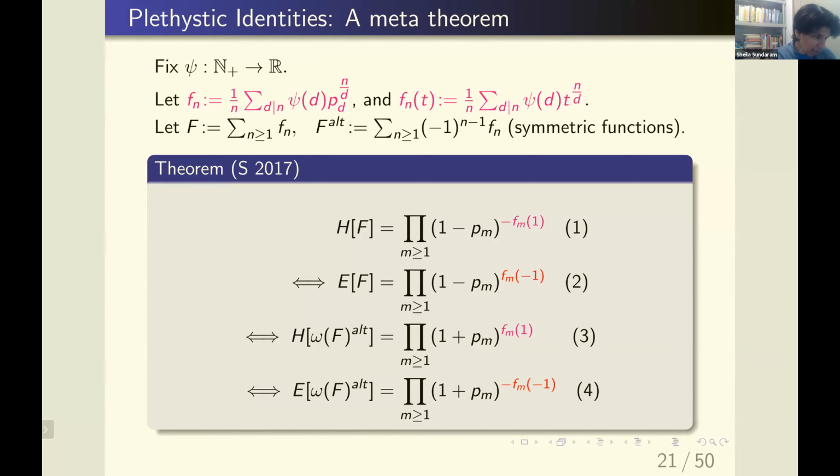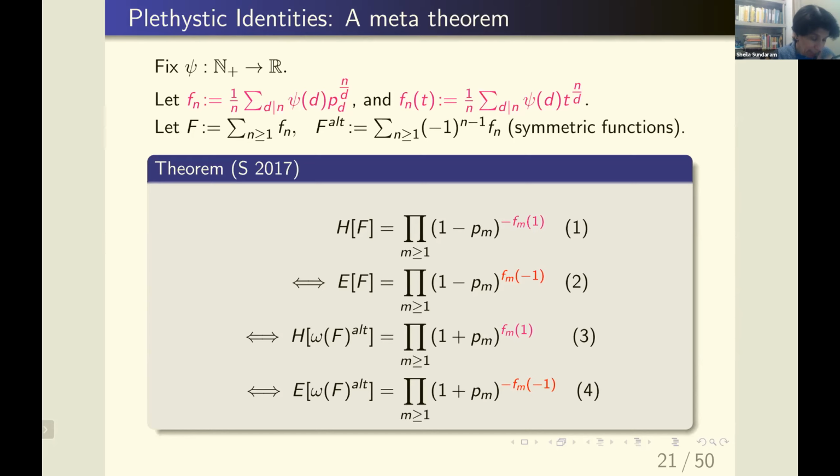So I want to make these little fn's into a series of symmetric functions. And I also want to define what it means to take the alternating sign. I want a notation for it, so I'm going to call it f alt. So this theorem tells you in a uniform way how to compute all these plethysms, so you don't have to do them every single time. If you're taking H plethysm with F, you just take this product of 1 minus PM, the mth power sum, and you raise it to the integer power minus Fm of 1.